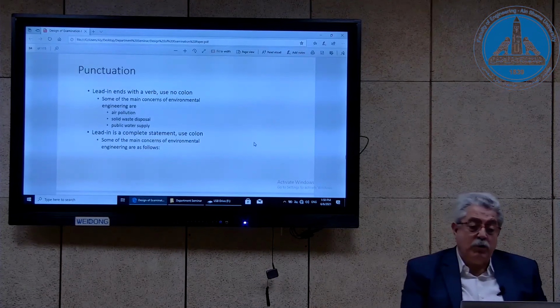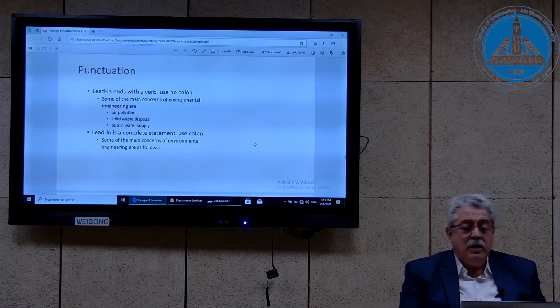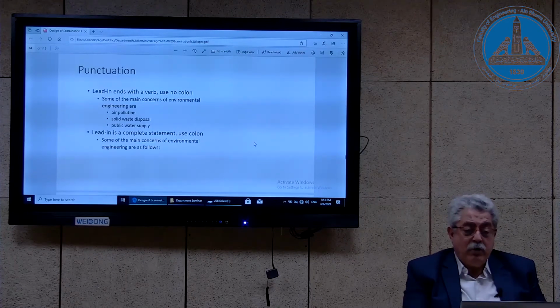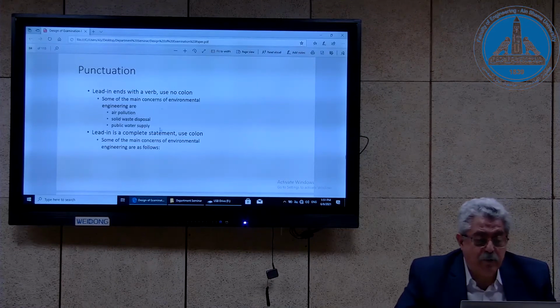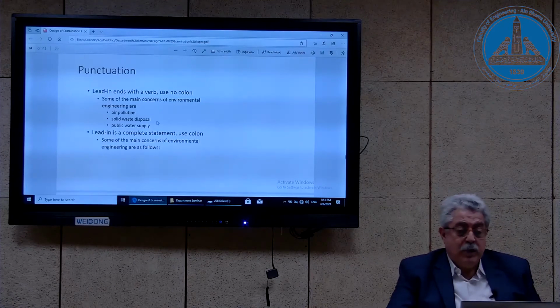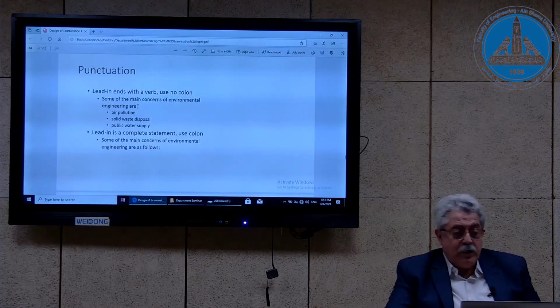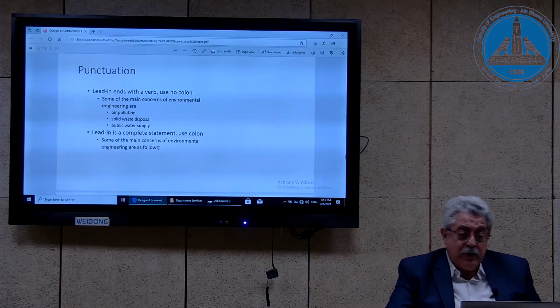Punctuation also is very important. Here are very important rules for punctuation. If the lead-in statement ends with a verb, we don't use a colon, like in this example here. But if the lead-in statement is a complete statement, we use a colon. Can you see here? "Some of the main concerns of environmental engineering are" — we don't use a colon. But here, "Some of the main concerns of environmental engineers are as follows" is a complete statement because it has a verb and the elements of the sentence. We use a colon.